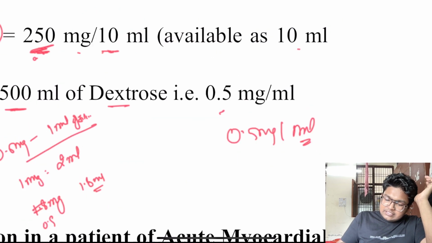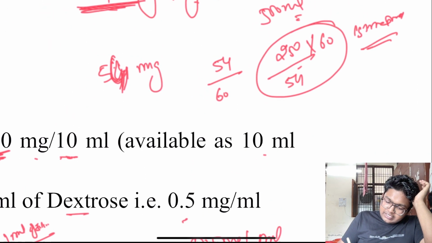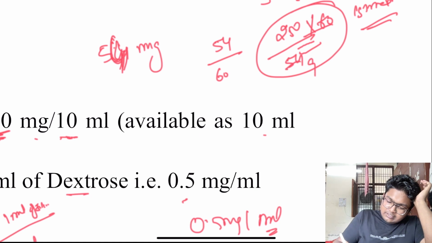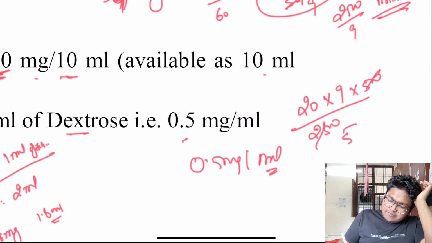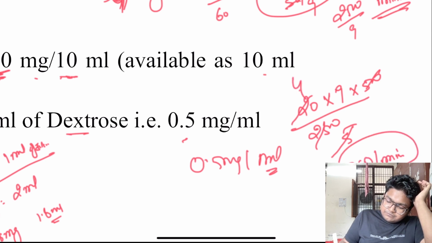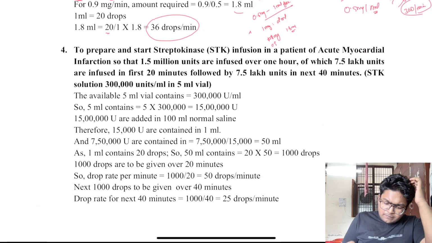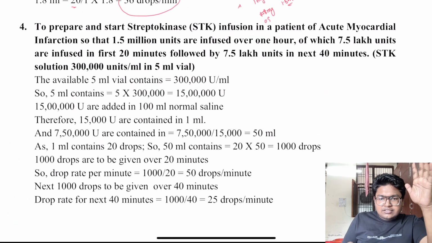Or you can solve this also. 250 into 60, this will go into 9, this will go 10, and 2500 upon 9 minutes. So the drip factor is 20 and time is 25 upon 9, and volume is 500. This will be 5, this will be 4, 9 4s are 36 drops per minute. Either way you can. This is a very interesting question.